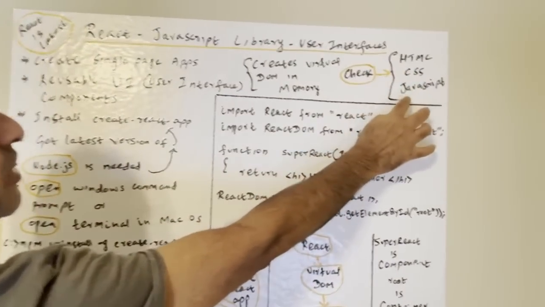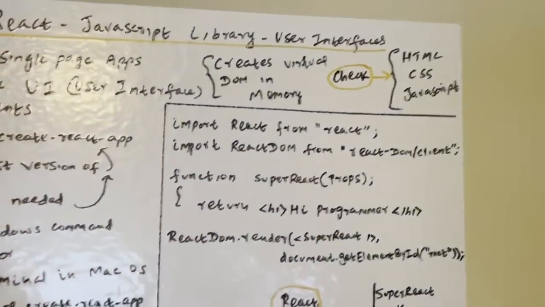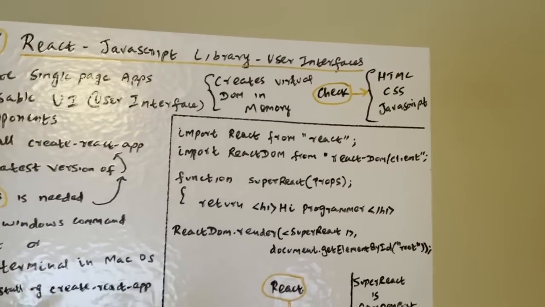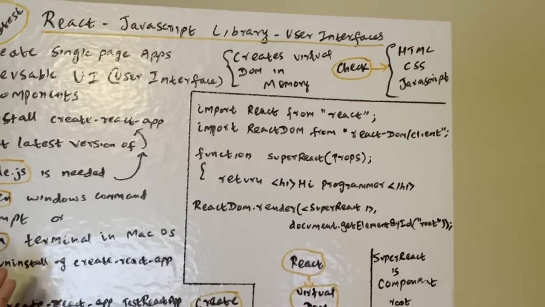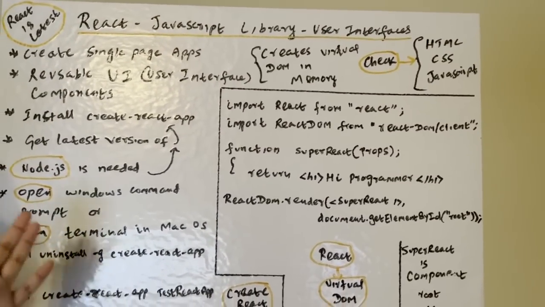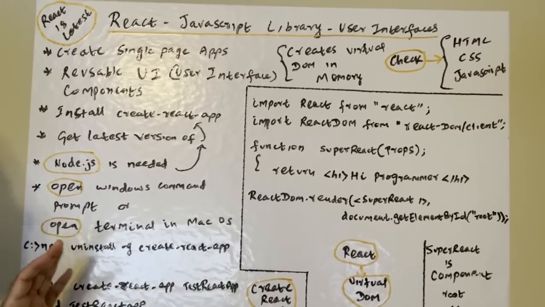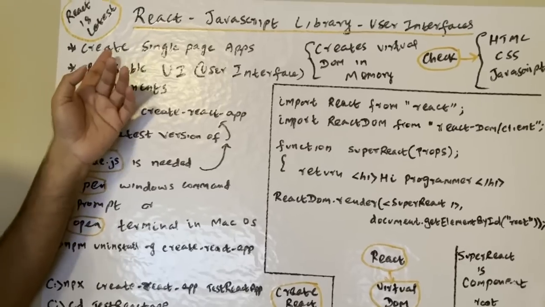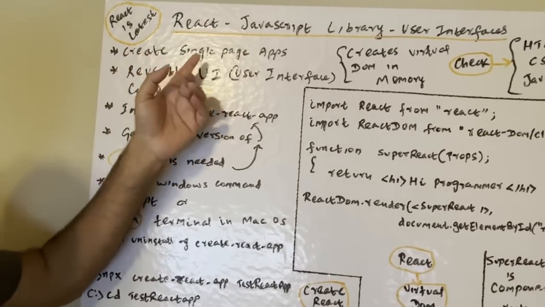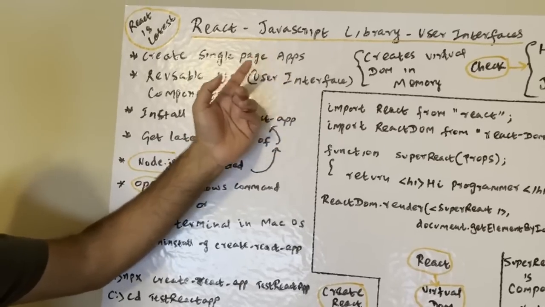HTML, CSS, JavaScript. CSS is cascading style sheets. So you can understand this better. You can either watch this, get some idea, go to those videos, and come back to this. Everything will link together beautifully. These are used for creating single page apps, applications.